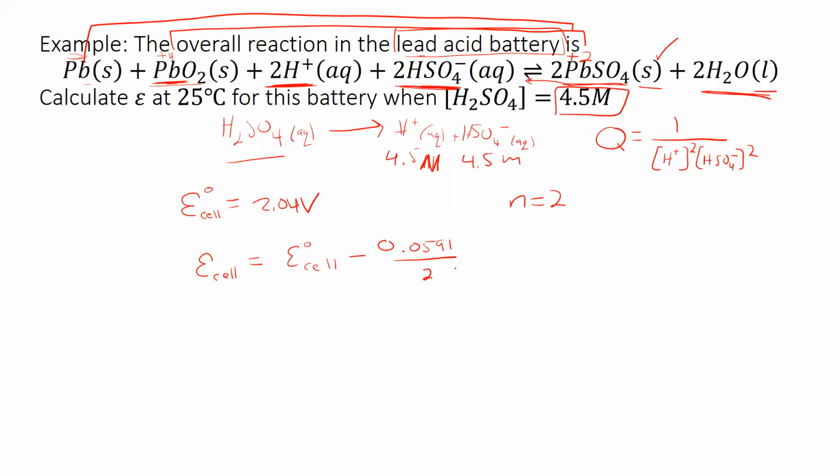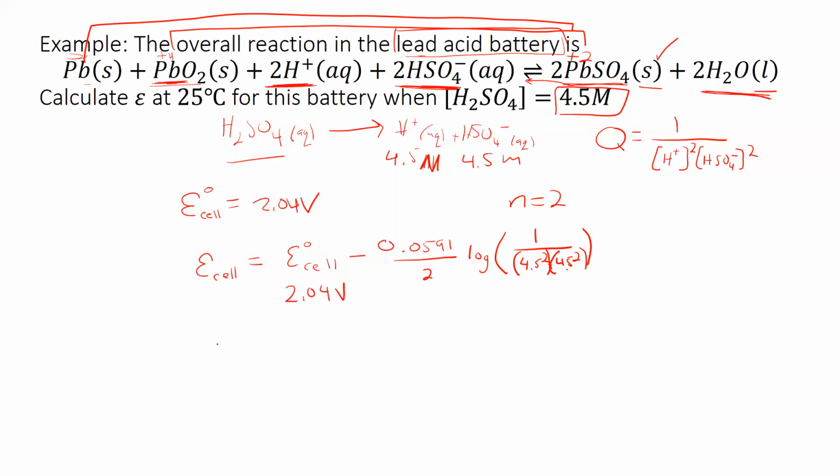So 0.0591 over 2 times the log of 1 over 4.5 squared times 4.5 squared, because we just plug in the molarity of the hydrogen ions and the molarity of the hydrogen sulfate. And so for this, your E cell is 2.04 volts.